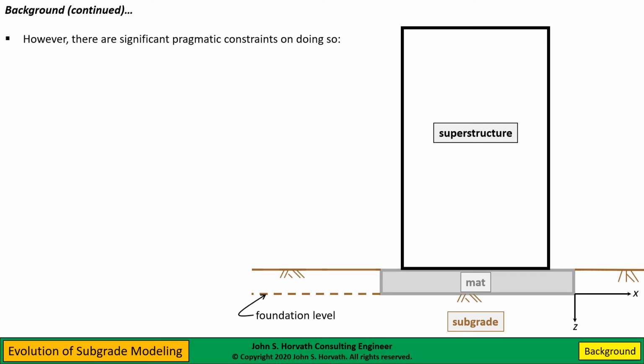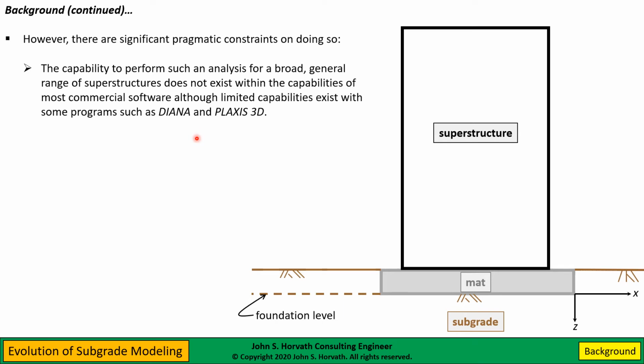But there are very significant pragmatic constraints for doing this ideal analysis. To the best of my knowledge, does a piece of software exist nowadays that you could do a state-of-art matrix analysis of superstructure and mat and state-of-art analysis of the subgrade? Most commercial software, which is structures oriented, could not do that. It just does not have the many different geotechnical models one would like to see.